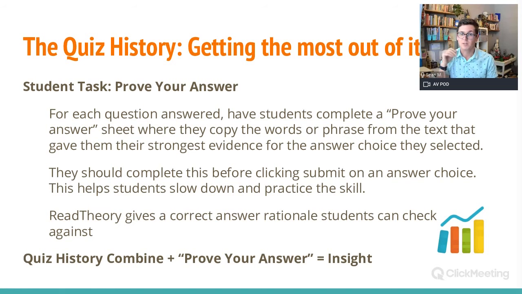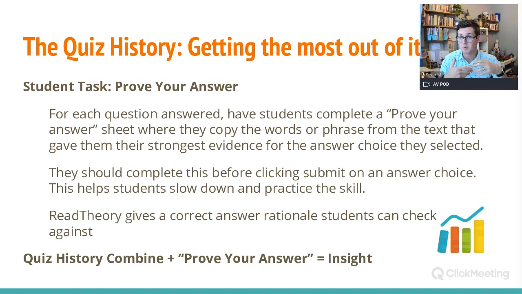And so with the quiz history, they can, number one, as they're taking the quiz, stop and prove their answer and say what evidence supports their answer before they submit their answer. And what this does is it gives you something to actually have when you're in an individual meeting with them, a breakout session, and you can go back and look through their quiz history and look at their proven answer and see where the disconnect was for any incorrect answers.